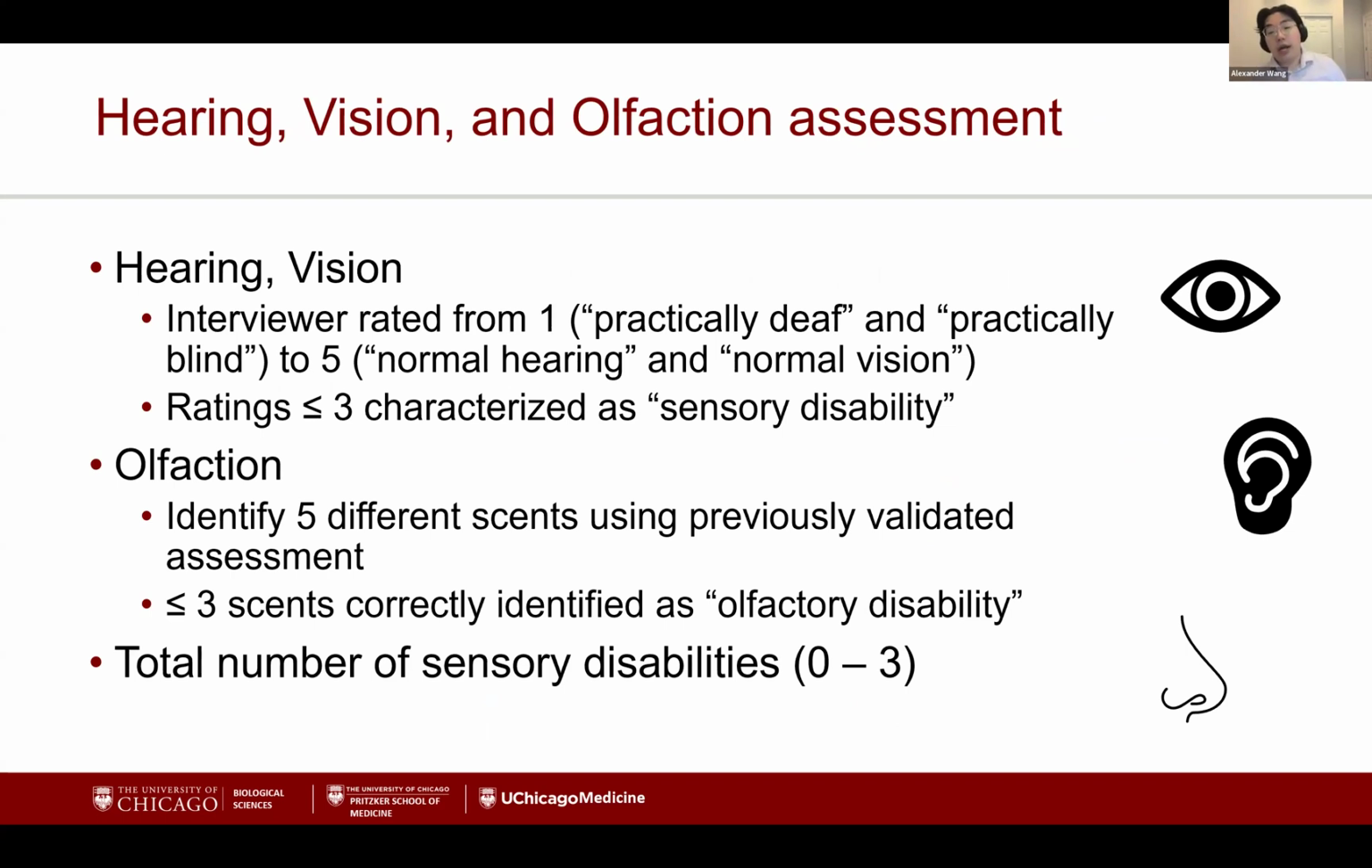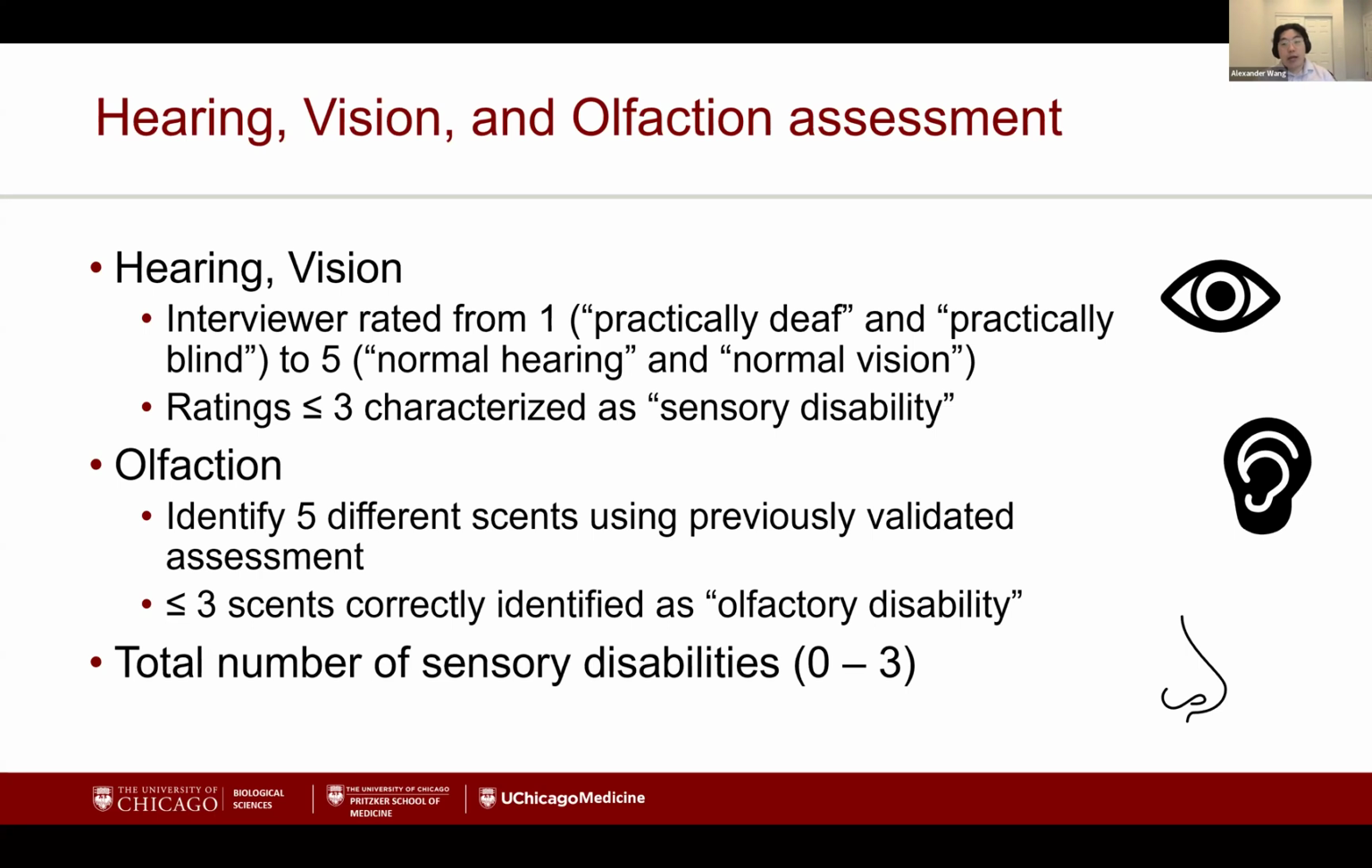Jumping back into our study, we used the following data from NSHAP. For vision and hearing, this is an example of where some of that data collection varied. Across the first 3 waves, the consistent marker that they had was a perceived burden using the professionally trained interviewer ratings. They would rate the participants in NSHAP from 1 to 5, with 1 being, quote, practically deaf or practically blind, and 5 as, quote, normal hearing and normal vision. Ratings of 3 or less were characterized as having a sensory disability in that specific sense.